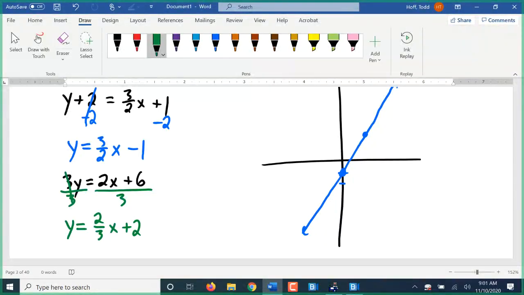So when we go to graph this, we start out at positive 2. Right there. And then from there, we rise 2, run 3. There's our second point. A line goes through those points like that.